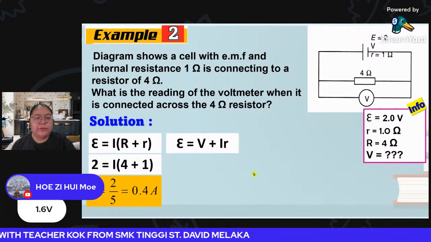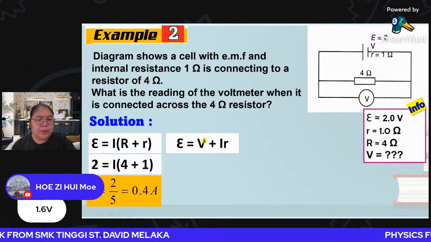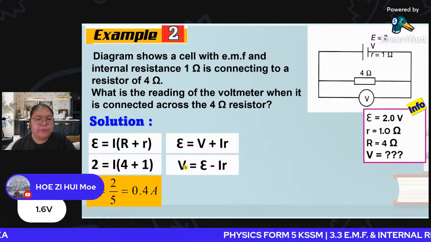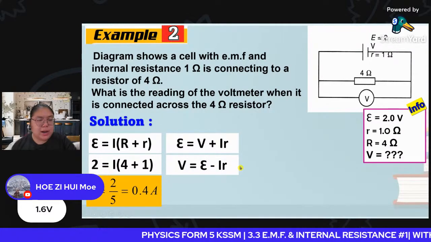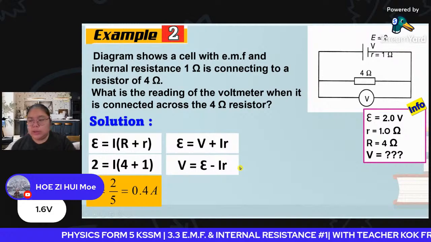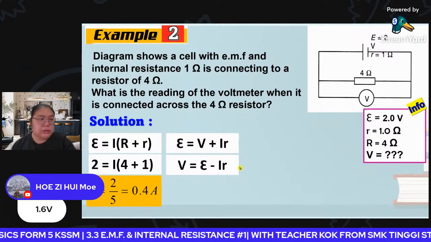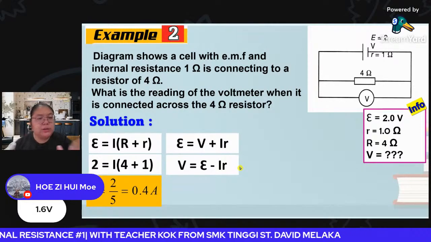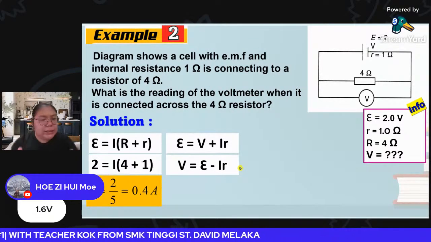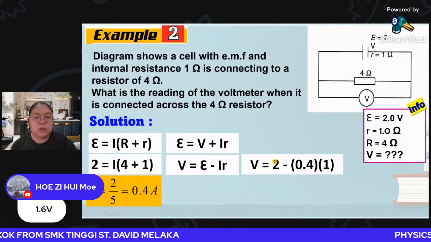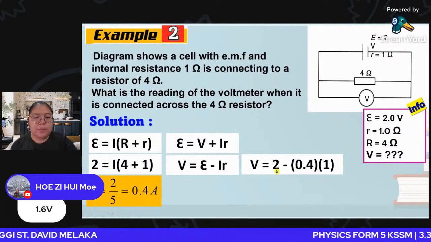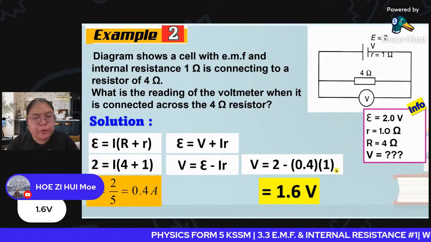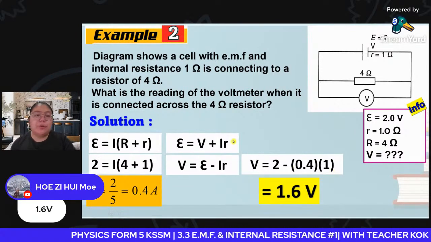Just now the formula we can write like this: capital V, so straightforwardly you can just put in V equal EMF minus Ir. The student can also use the simple one, just V equal IR, which is also the same. You can get the same answer. So if I use this formula, I just apply it: V equal 2 minus 0.4 multiply 1. So the final answer is 1.6 volt. You can use the simple one, it's okay.